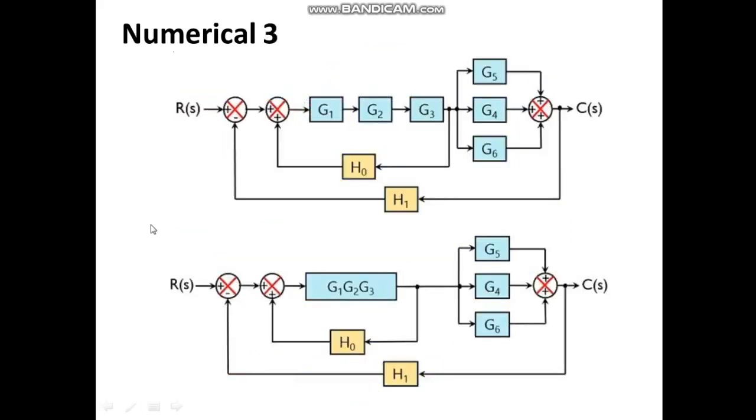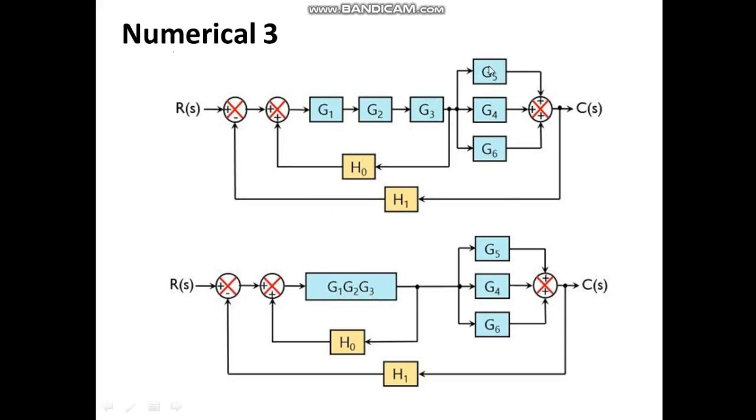Now let us go for third numerical. Here also we have a single input, two summing points, then three blocks which are connected in series, then three blocks consisting of G5, G4 and G6 connected in parallel, and the ultimate output is given to a single summing point, and then a final output as C(s). They have two feedbacks as H0 and H1 which are connected to the first and second summing point. Now let us try to solve this. Since these three blocks are connected in series, we can write this as G1 into G2 into G3.